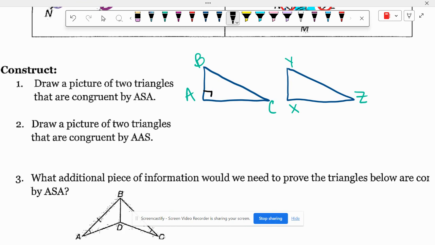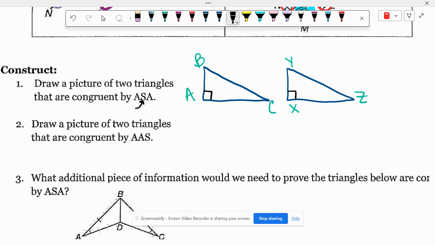A 90-degree mark? Sure. I'll put a 90 here and a 90 here. So because those are both 90, that means that angle A is congruent to angle X. Perfect. What else should I mark? What do I need next? I need a side. What side do you want to choose? Say again. That's an angle. I need a side.